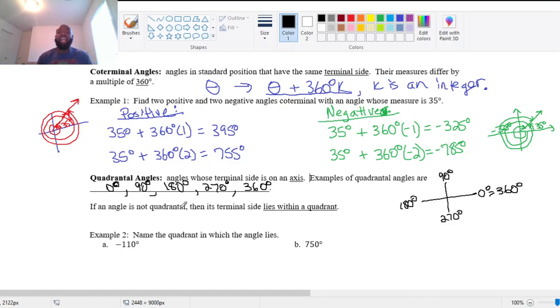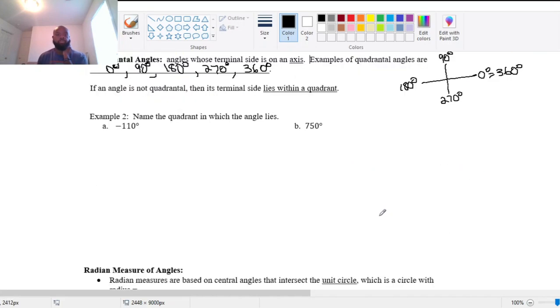If an angle is not a quadrantal angle, then its terminal side lies within a quadrant. So if it's not one of these angles, then we say that it lies in a quadrant.